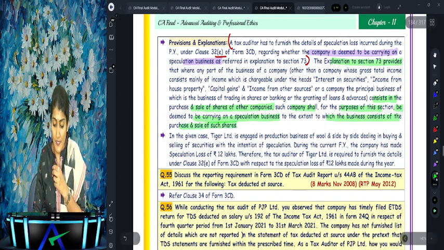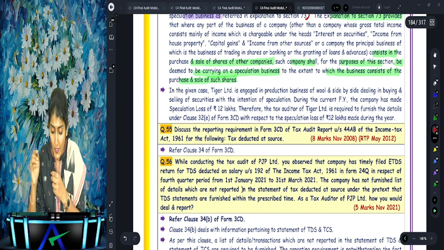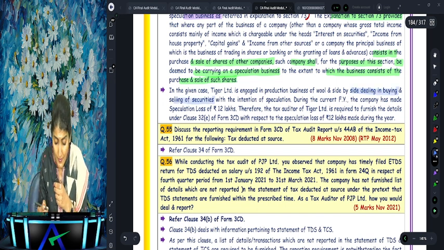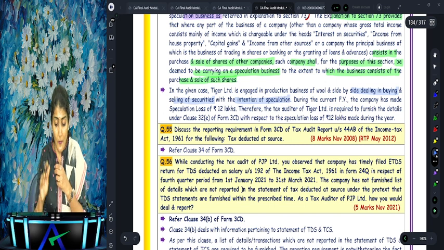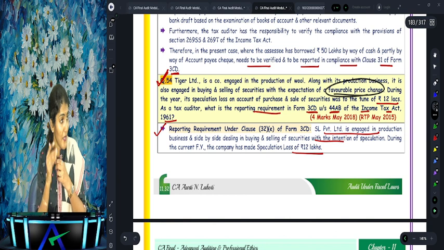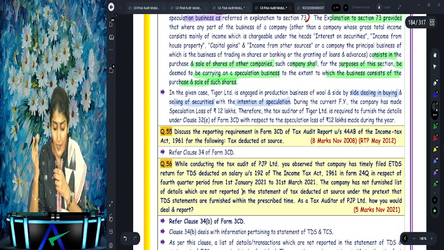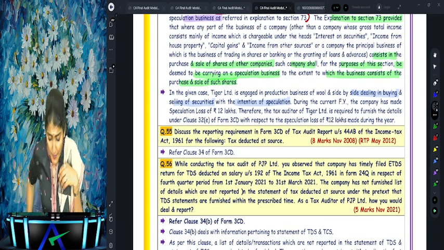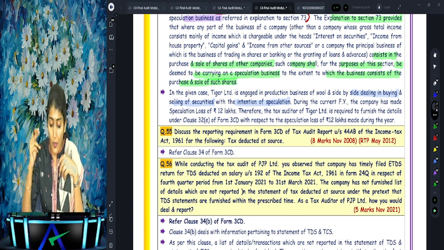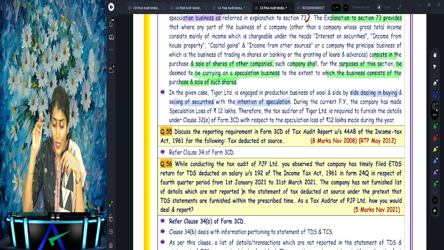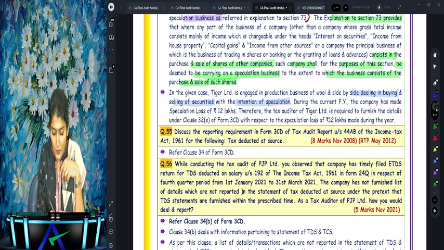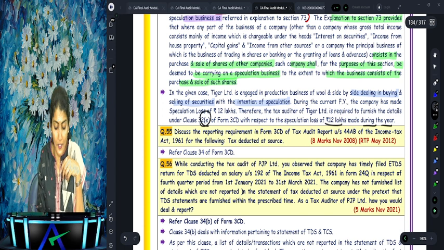In the given case, Tiger Limited is engaged in the production of wool, and side by side it is also dealing in the buying and selling of securities with the intention of speculation. What does it say? With the expectation of a favorable price change. That means with the intention of speculation. During the current year, the company has made a speculation loss of 12 lakh. Therefore, the tax auditor of Tiger Limited is required to furnish the details under clause 32E of Form 3CD with respect to the speculation loss of 12 lakh made during the year.